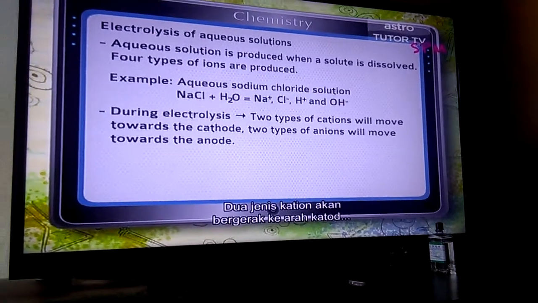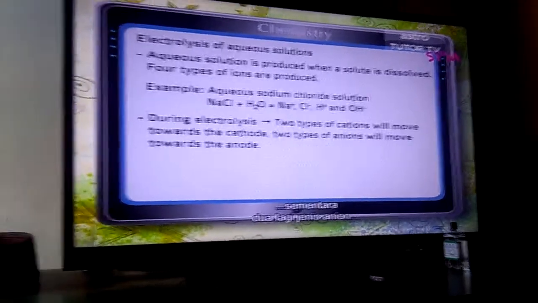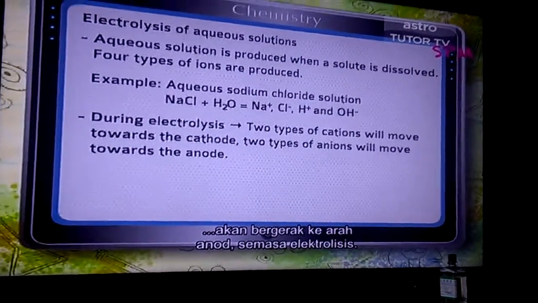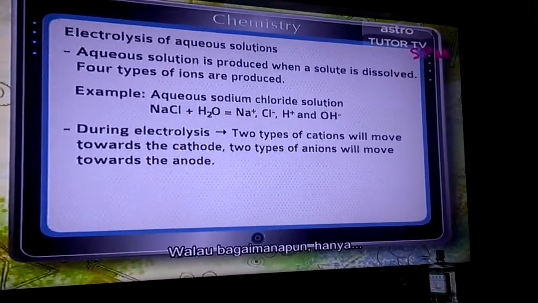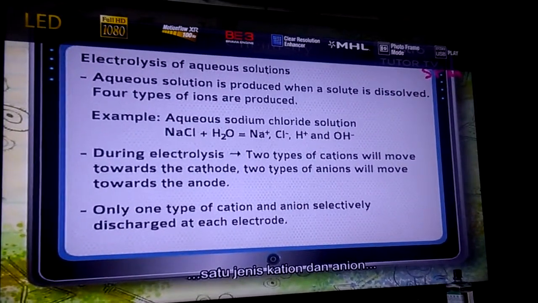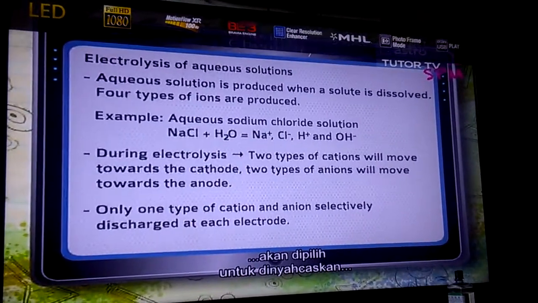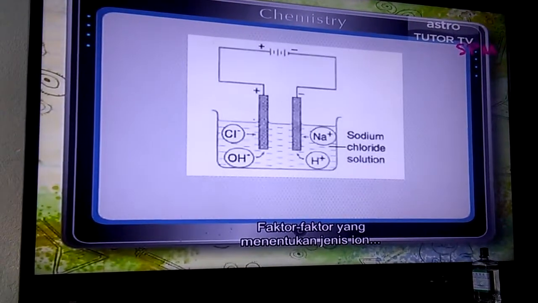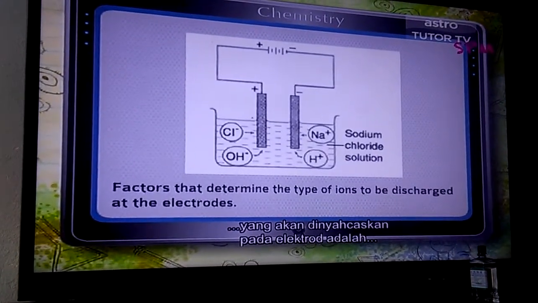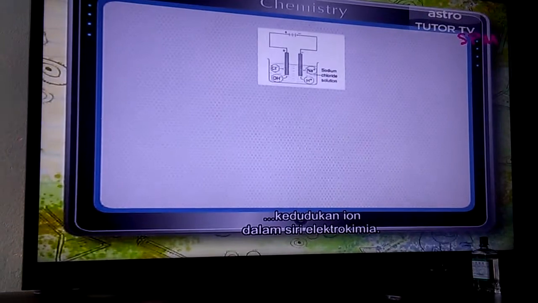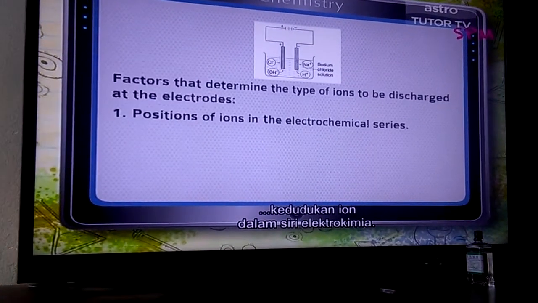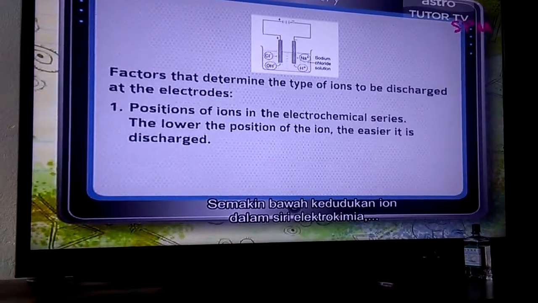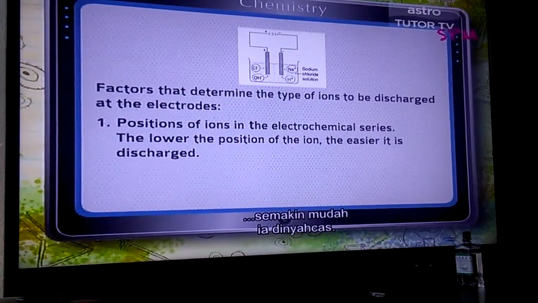2 types of cations will move towards the cathode, while another 2 types of ions will move towards the anode during electrolysis. However, only 1 type of cation and anion will be selectively discharged at each electrode. The factors that determine the type of ions to be discharged at the electrodes: positions of ions in the electrochemical series. The lower the position of the ion in the electrochemical series, the easier the ion is discharged.